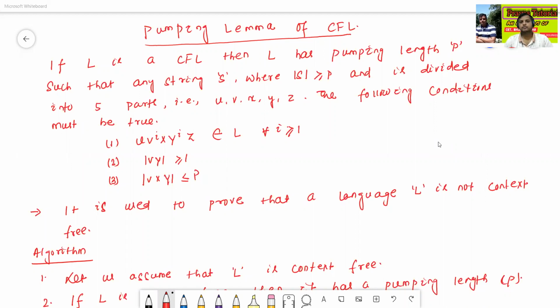In today's class, we'll discuss the pumping lemma of context-free language. We have already discussed the pumping lemma of a regular language in some previous classes, but in today's class, we'll discuss the pumping lemma of context-free language. The procedure of the pumping lemma of context-free language is completely similar to the procedure of the pumping lemma of regular language.